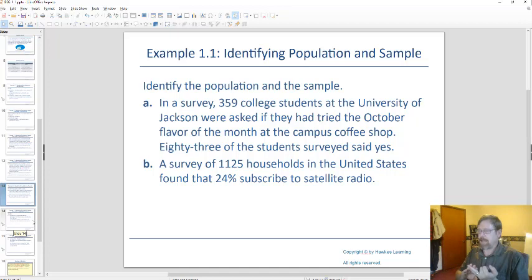Okay, the second one, same question, what's the population, what's the sample? So they surveyed 11,025 households and found that 24% subscribed to satellite radio. So what is the population? What is the sample? Okay, go ahead and pause. Think about that. Look at these. Write it down. We'll go on.